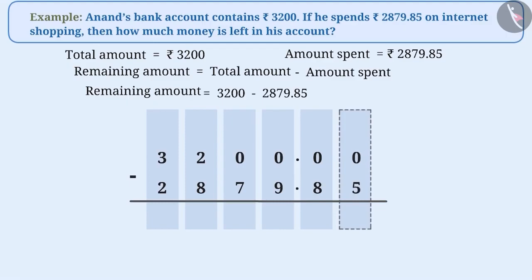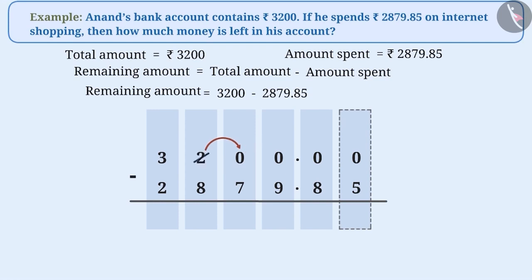We cannot subtract the digits at hundredths place because 0 is smaller than 5. So, we need to borrow 1 from the tens place. But there is nothing to give at the tens place. So, we now borrow from the units place. But there is also nothing to give at the units place. So, we will borrow from the tens place. Here also, there is 0. So, it will borrow from the hundreds place.